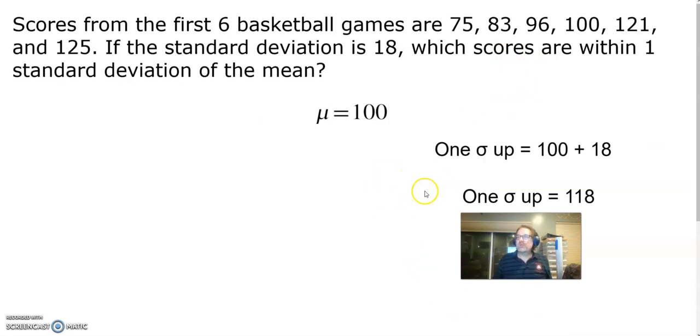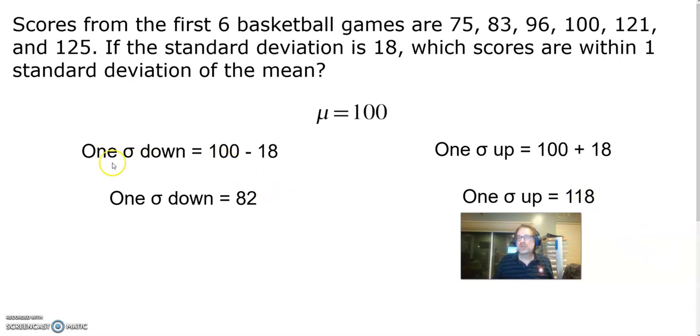So we know every standard deviation away from the mean is actually 18 points. So 1 standard deviation up from the mean would be a game that is 118 points. Not only could we go bigger, we could also go smaller. So here's my mean, let's go 1 standard deviation down. 1 standard deviation down is going to be 100 minus 18 because we're getting smaller, and that's going to be an 82.